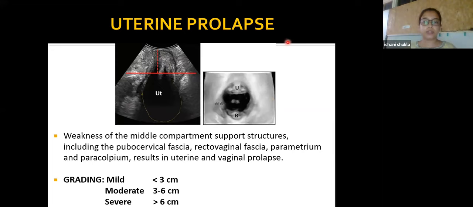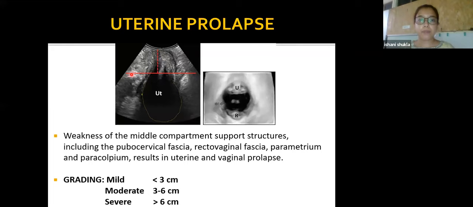Uterine prolapse. Weakness of the middle compartment support structures, including the pubocervical fascia, rectovaginal fascia, parametrium, and paracolpium, results in uterine and vaginal prolapse. The grading is similar to cystocele: mild is less than 3 centimeters, moderate 3 to 6 centimeters, and severe more than 6 centimeters.